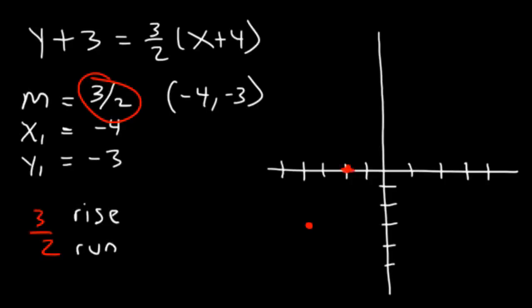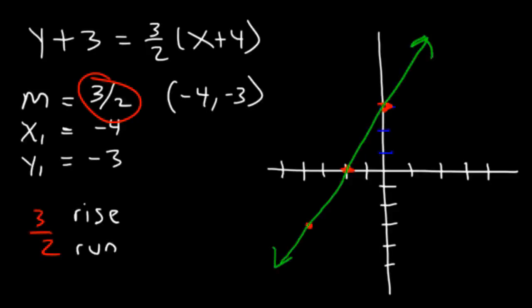So now let's use the slope again. Let's travel 2 units to the right, and let's go up 3 units. So this will take us to the point (0, 3), which is a y-intercept of 3. And now let's connect these points.